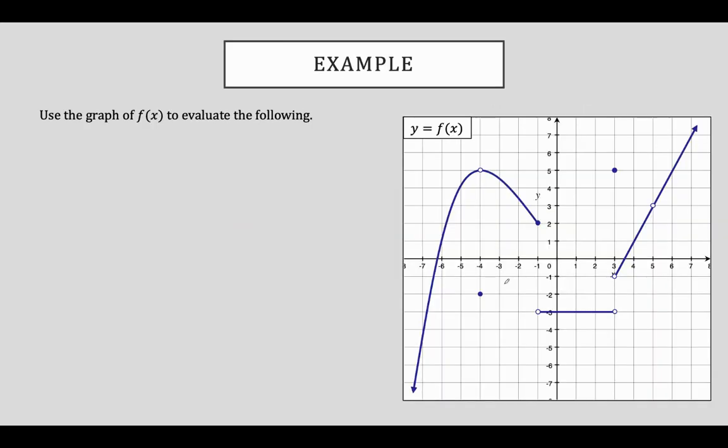So let's see if we can't put this to use using a graph here. Use the graph of f of x to evaluate the following. We have the limit as x approaches negative infinity of our function f of x. This is saying what happens to the y values as my x values go to negative infinity, as the graph goes to the left. Well, what happens to the y values as the graph goes to the left? The y values go down to negative infinity. And because negative infinity is not a real number, we put negative infinity and also DNE. The limit does not exist.